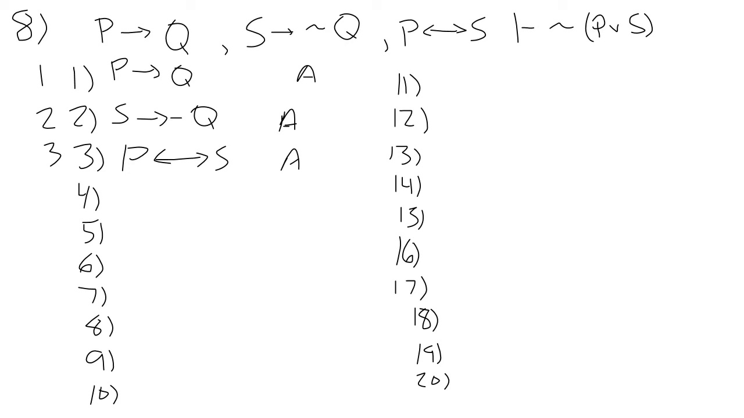And so I want to go through it real quick. Here, the conclusion, the main operator is a tilde. So that right away tells us that we need to assume the opposite of the conclusion and look for a contradiction.